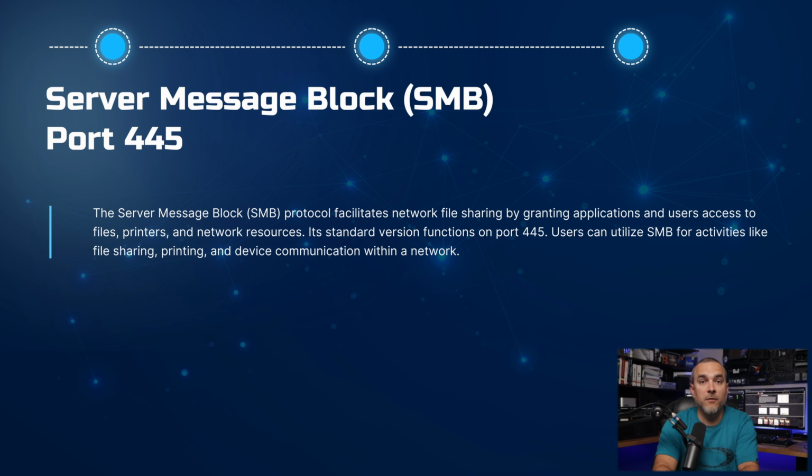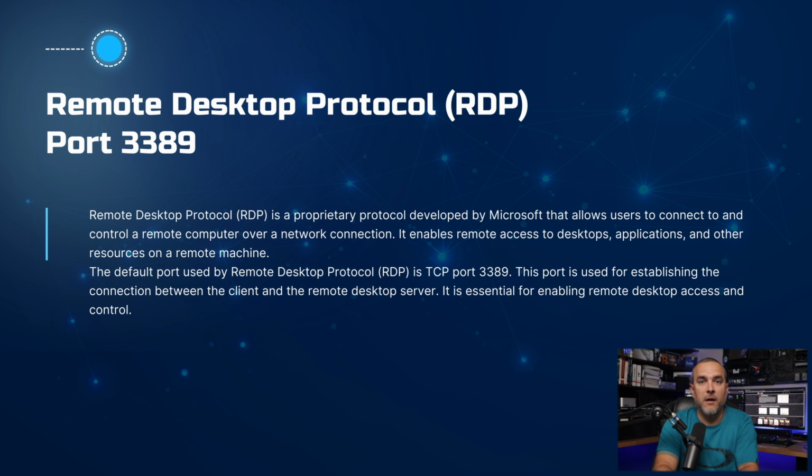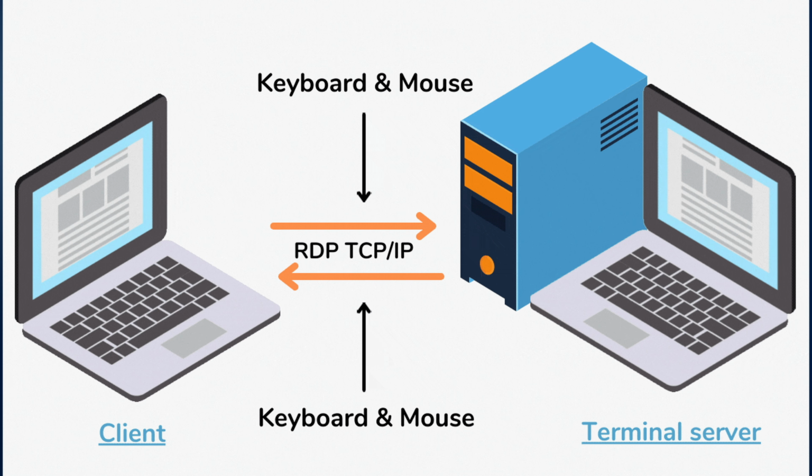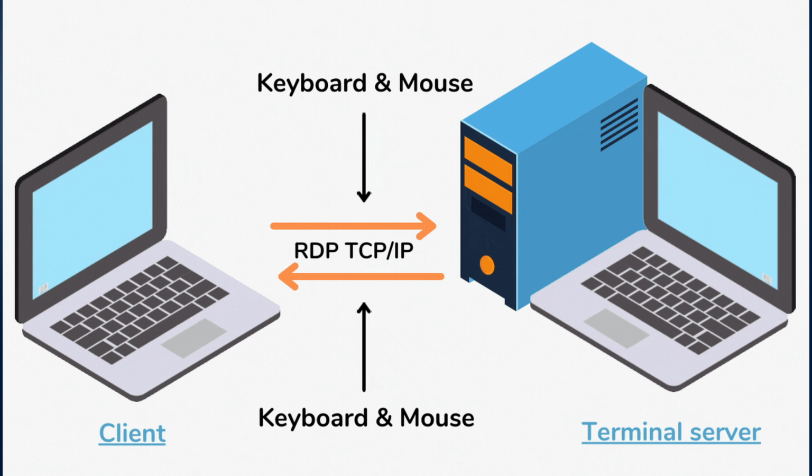When a user accesses a website over HTTPS, the communication between their browser and the web server is encrypted. The Server Message Block, or SMB protocol, is a network file sharing protocol that allows applications and users to access files, printers, and other resources on a network. SMB operates on port 445 for its standard version. Our last protocol for Objective 2.1 is Remote Desktop Protocol, or RDP. It is a proprietary protocol developed by Microsoft that allows users to connect to and control a remote computer over a network connection.